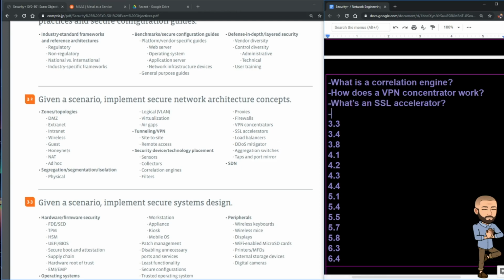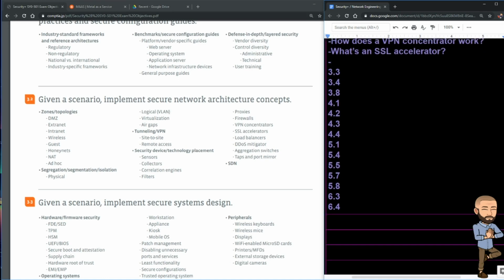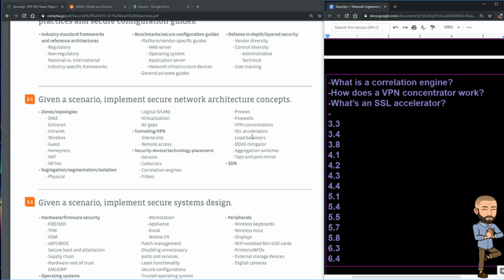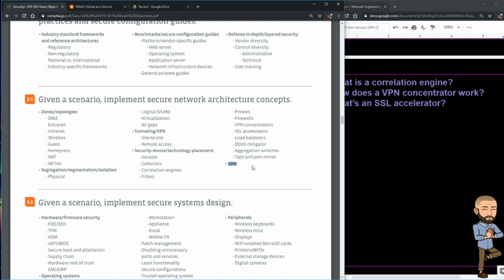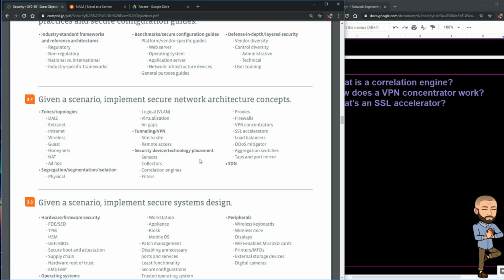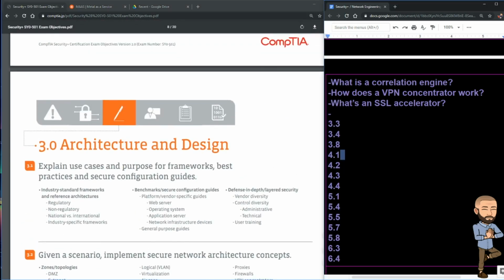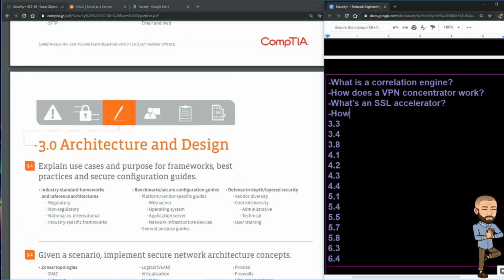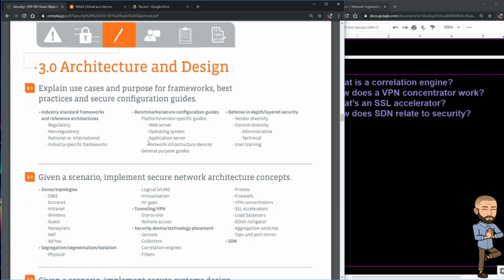Anytime you accelerate the speed or convenience, you usually take away from security, so that could be a bad thing. Load balancers, DDoS mitigator, aggregation switches, taps, and mirror port. And then they just throw an SDN there, as in software-defined networking. That feels so random. Well, let's ask a question about it. How does SDN relate to security? Maybe I could Google the word SDN next to the word security and see what I come up with.